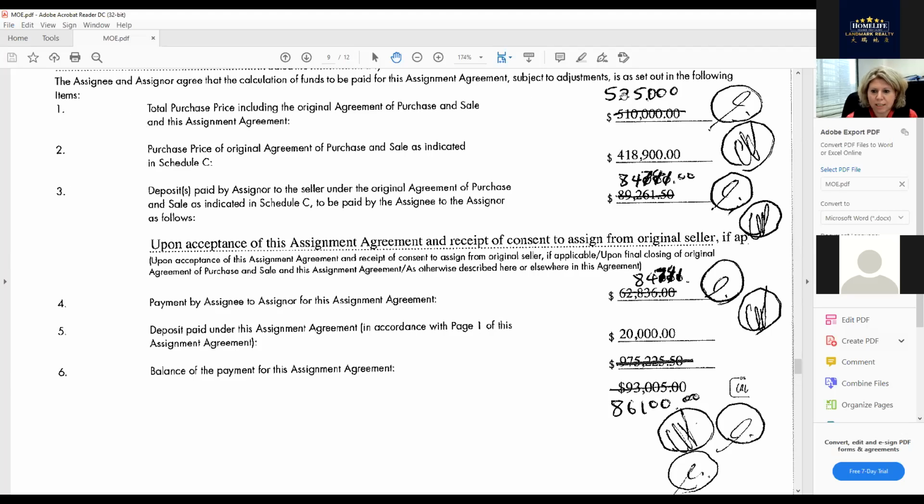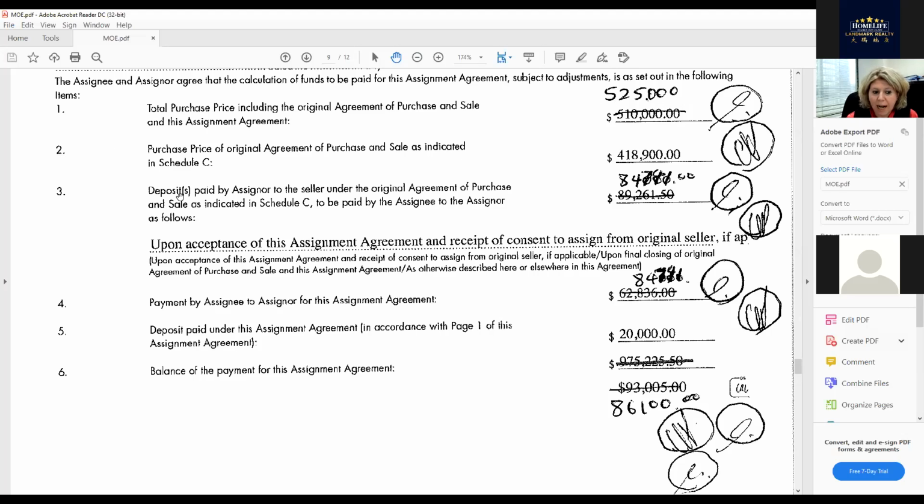Point 1, you just have to write what? The original purchase price plus the assignment fee. I told you the profit is between 50,000 and 100,000. So in number 2, we have the original purchase price. You have to add here the original purchase price plus the assignment fee. So if I have a 500,000 original agreement of purchase and sale, and I want an assignment fee of 100, I will write here 600.